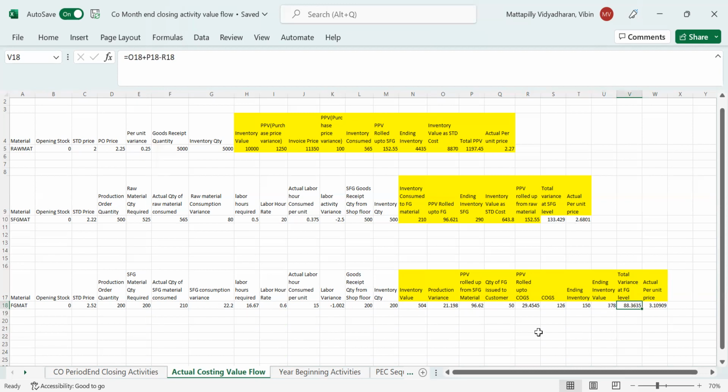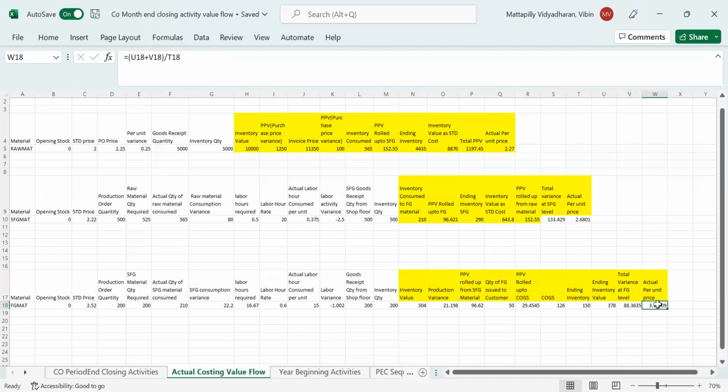So how is it calculated? Total of variances minus the variance rolled up to the COGS. So what is O18? Production variance. P18, that is PPV rolled up from SFG, minus R18. R18 is the PPV value rolled up to the COGS level. That is the total variance at the FG level.